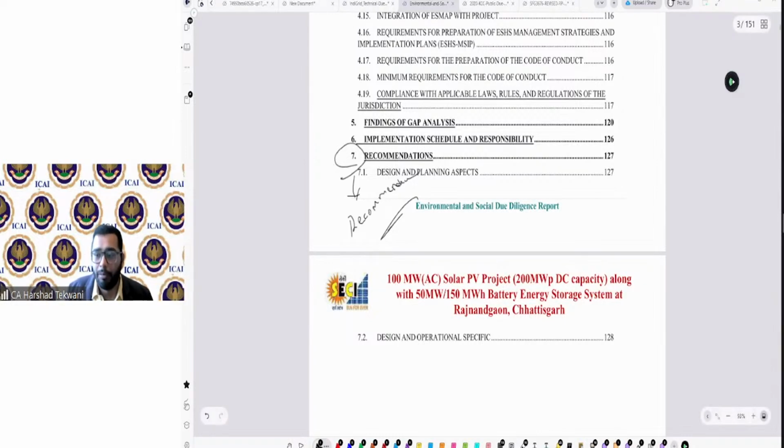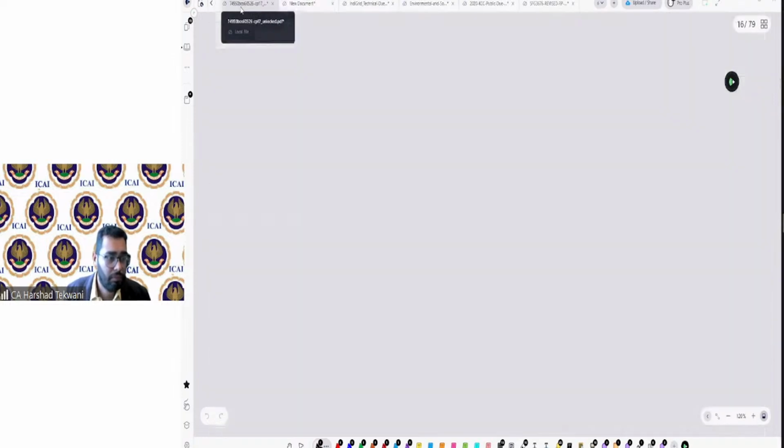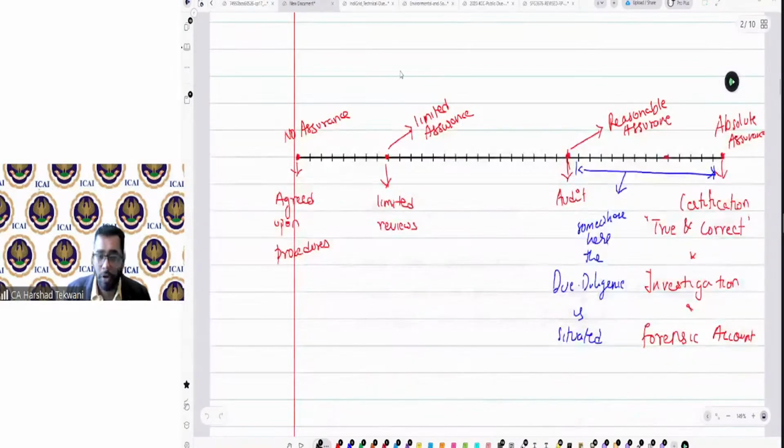Because it's different from audit. In audit, you give an opinion on whether the financial statements comply with the applicable financial reporting framework or not. Here in due diligence, it's not about the opinion, it's about the recommendation once you do a due diligence. Any doubt till now? Any doubt? No?